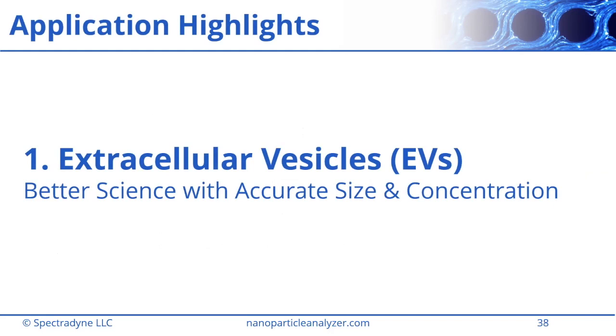The first area I'd like to highlight is extracellular vesicles, or EVs. And here, really, it's about controlling the experimental variables. It's pretty straightforward. Measuring the accurate size and concentration of the particles leads to better science because you can control the mouse experiment or the different biology experiments that you're operating in better and reduce experimental variability.